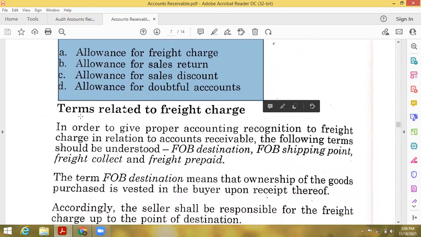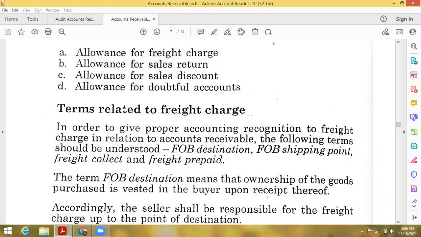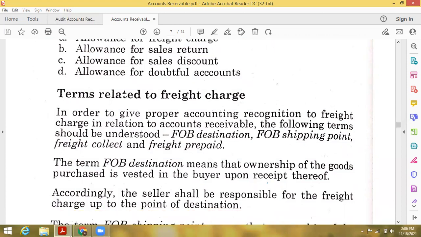So, the term related to pay charges. The following should be understood. FOB destination, shipping point, freight collect, and freight prepaid. This was discussed during your BSA 1. So if you already forget this, so balikan namin siya.